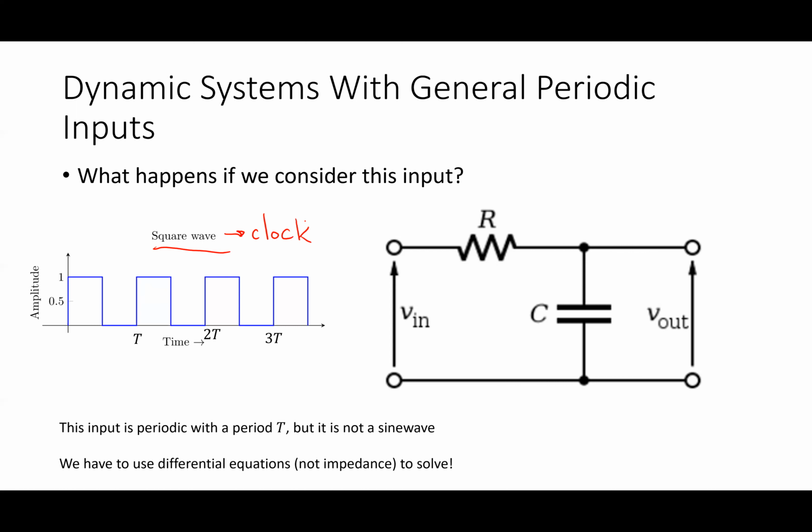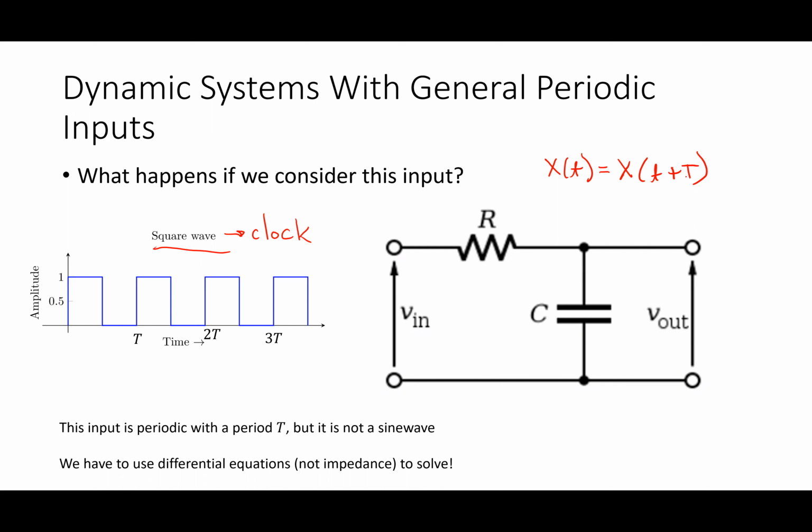He meets my definition of periodic. What was my definition of periodic? Back at the beginning of the semester, we made a definition of periodic. What do I say about x of t? What's it equal to? Yeah, x of t plus capital T. In other words, if I look at the value of that waveform one period away from now, it's the same. That's my definition of periodic.